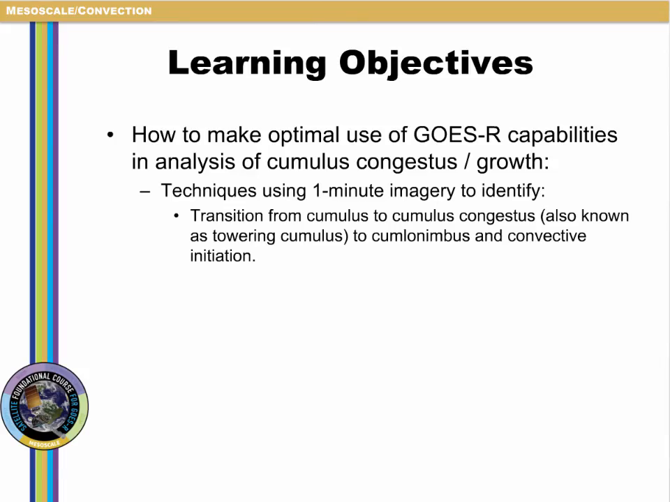For our learning objective, we'll learn how to make optimal use of GOES-R capabilities and analysis of cumulus, congestus, and growth. This includes techniques using 1-minute imagery to identify the transition from cumulus to cumulus congestus, which is also known as towering cumulus, to cumulonimbus and convective initiation.